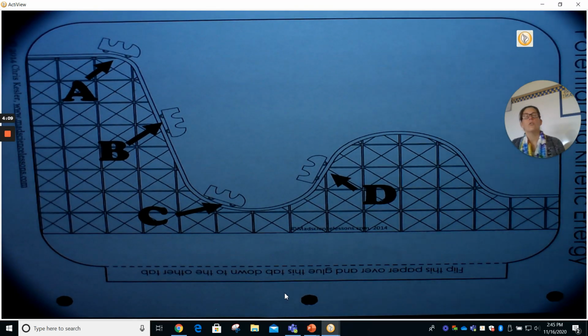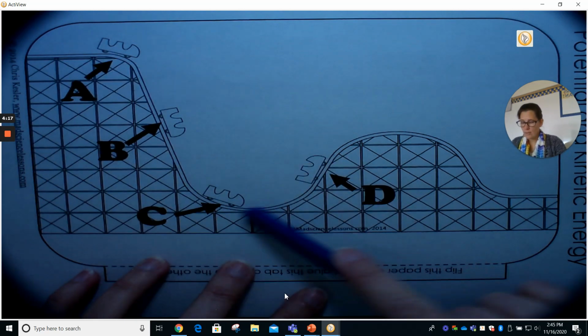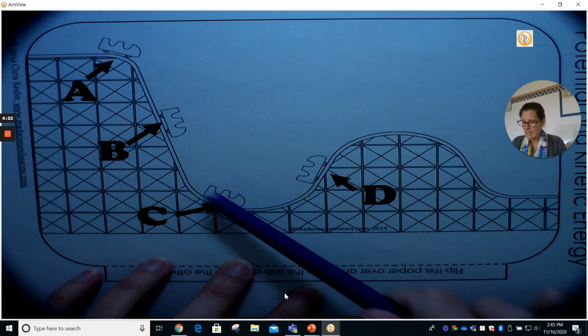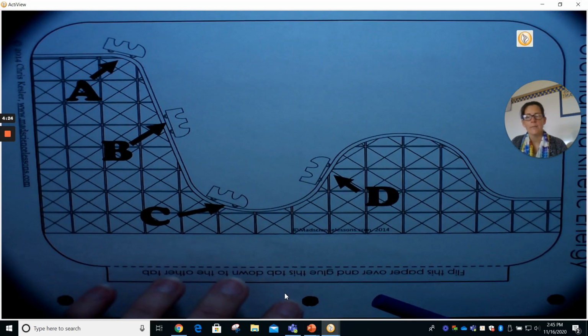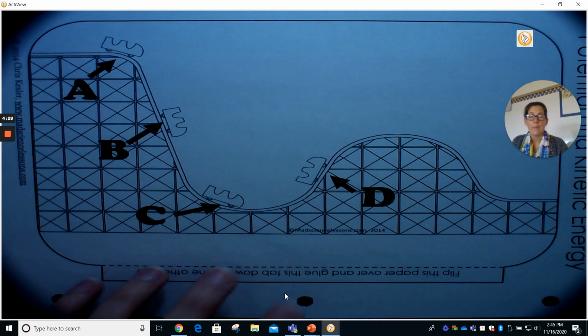Okay, so you don't have these obviously because you're sitting at home, but if you wanted, on a piece of notebook paper, to draw a roller coaster that looks just like this one here, put your little car on there in the same places as I've got on here, and then label them A, B, C, and D. That'd be super cool. And then you could take notes with me.